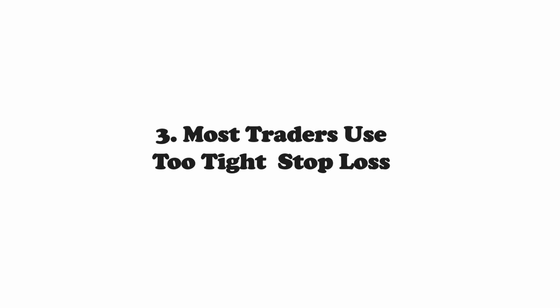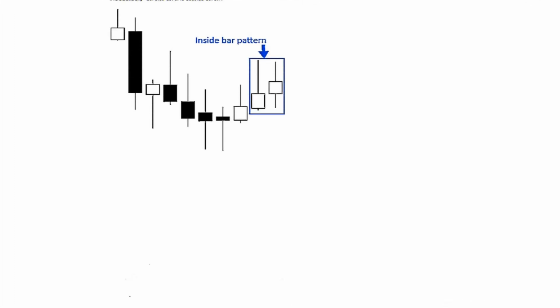Number 3. Most traders use too tight a stop loss. It is sometimes a mistake to place your stop loss exactly above or below the mother bar high or low of an inside bar. Stop losses must not be placed based on greed, which means they cannot be placed too close to your entry simply because you wish to trade a larger position size. You must arrange them sensibly, where they have the best chance of avoiding the typical daily price changes.